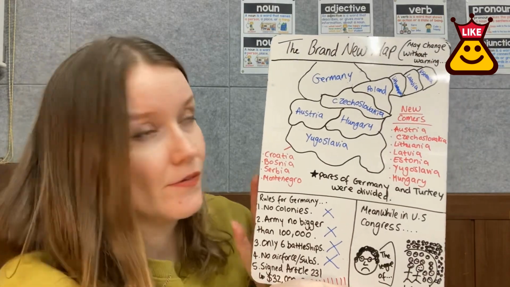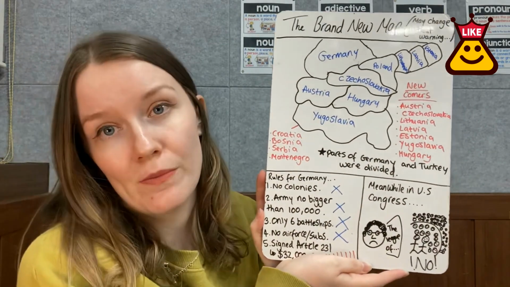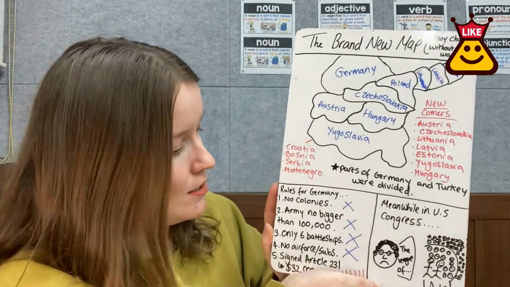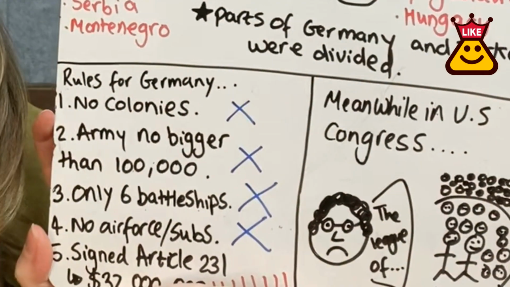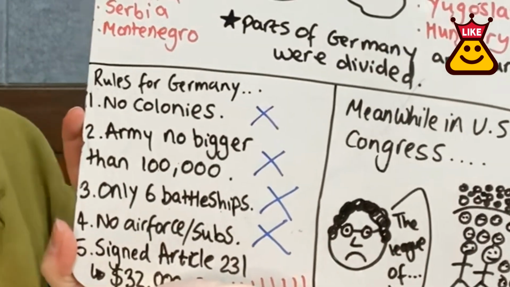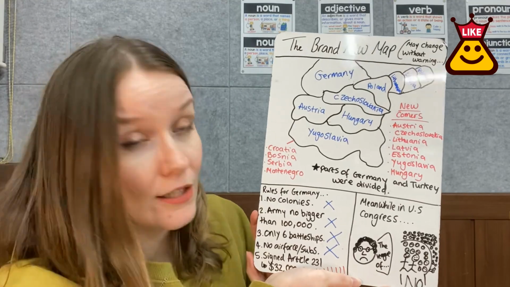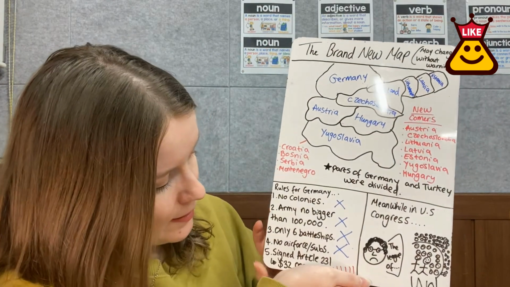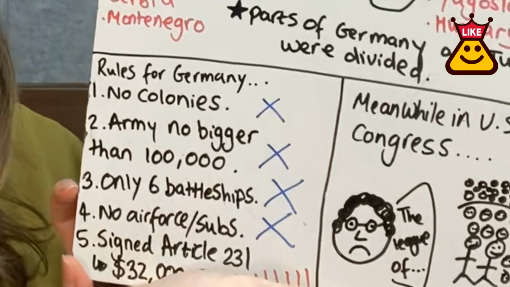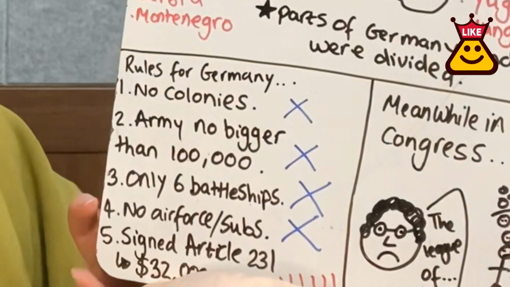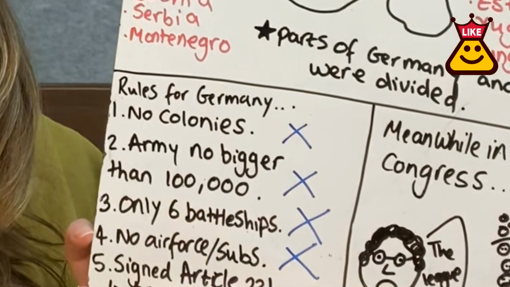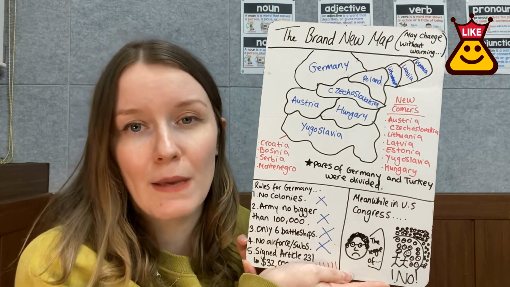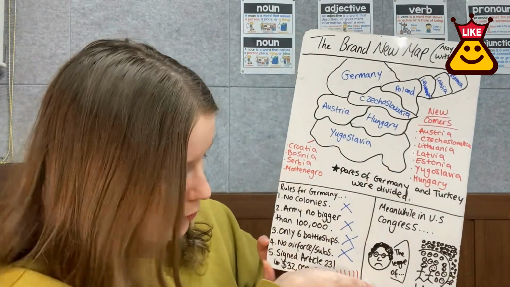Now, another part of this agreement was rules for Germany. They were really worried Germany would cause problems again. So they said Germany had to lose all of its colonies. They weren't allowed colonies anymore. They said the army in Germany couldn't be bigger than 100,000 people. They could only have 6 battleships in their navy, and they weren't allowed an air force or submarines, as these were two of the things that had been really big for Germany during World War One.